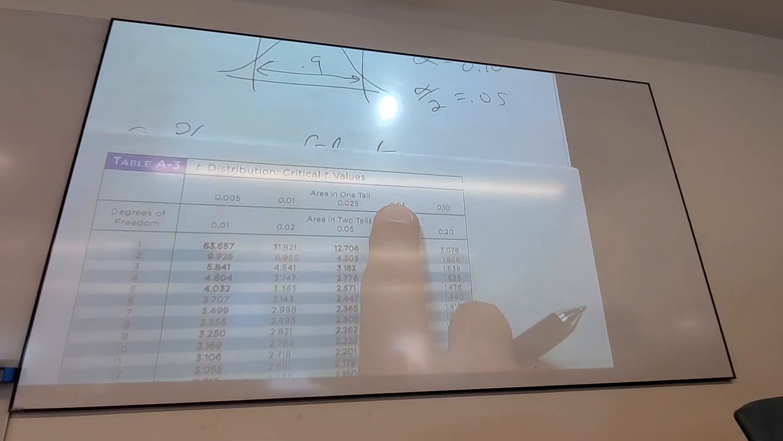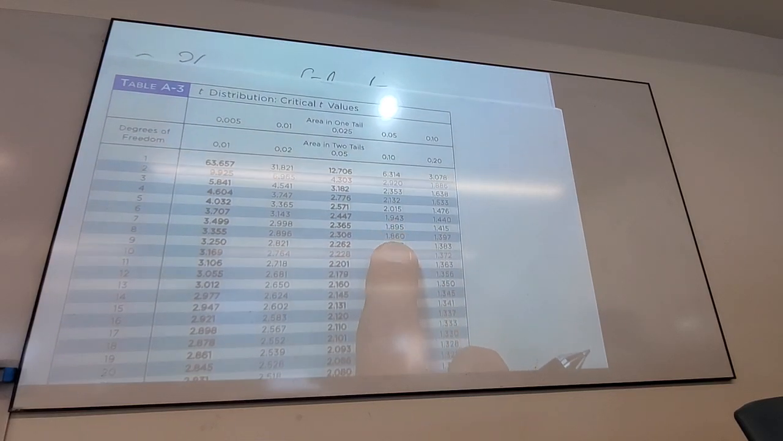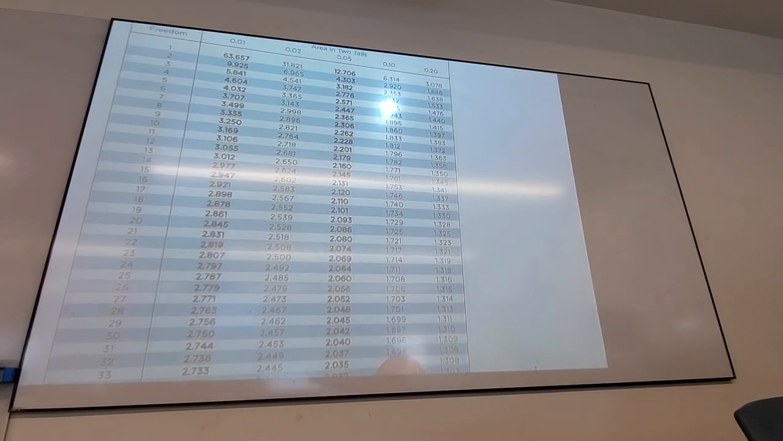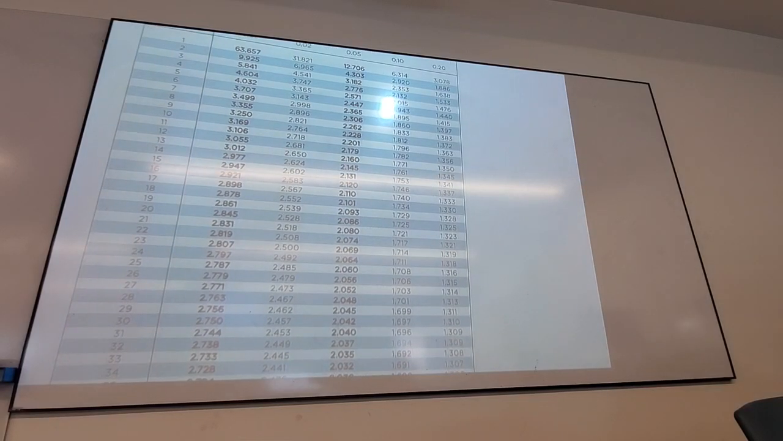Now, where do I want to stop in this column? What's my degrees of freedom? 45. Jeff, put your glasses on. There we go. So I stop where? 45. And what do you guys get?